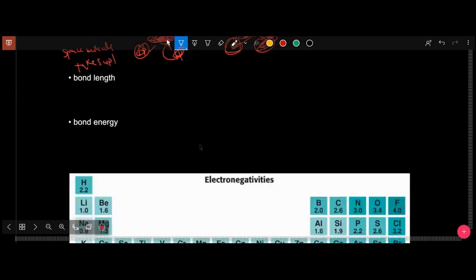All right, now bond length is pretty simple. If we have oxygen bonding to hydrogen, the bond length is the distance from the center of this atom to the center of this atom. That is your bond length.